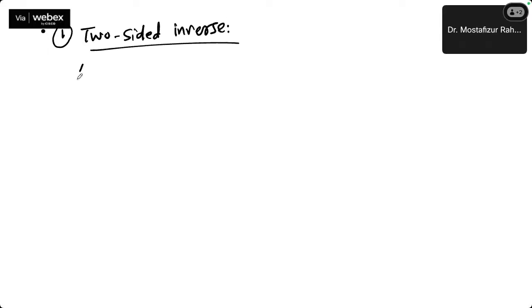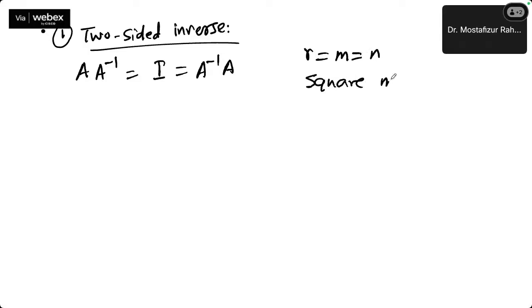First is called the two-sided inverse. It may be the case that A inverse A equals identity equals A A inverse. If we are very lucky, in that case, this will only happen if rank equals M equals N. A square matrix with full rank.